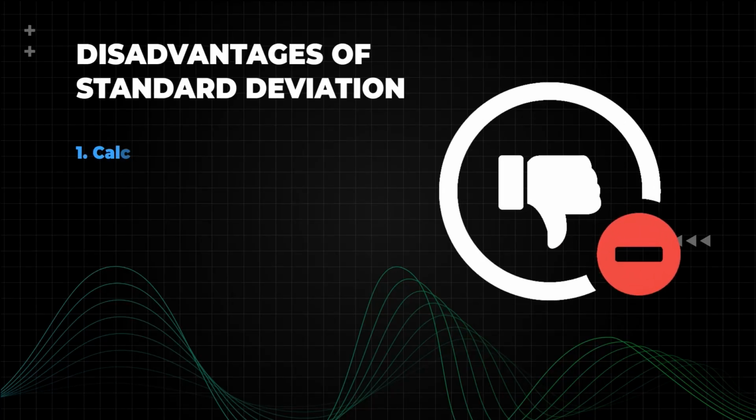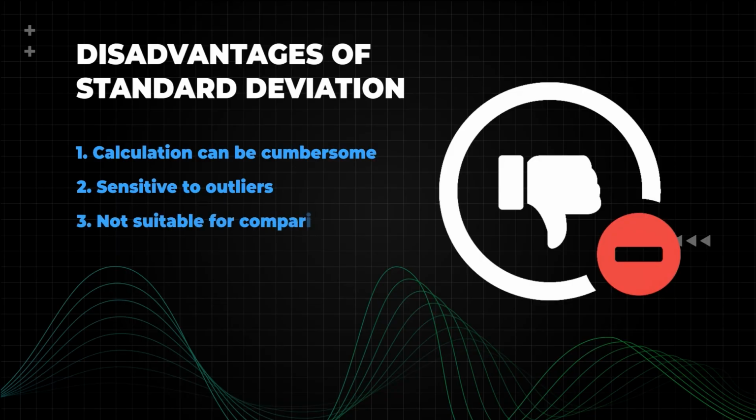First, calculation can be cumbersome. Second, it is sensitive to outliers. It magnifies the influence of extreme values in a data set. For instance, if a data point deviates significantly from the average, its squared difference will have a much larger impact on the overall value compared to its raw difference. Then, it is not suitable for comparing units. That means you can't directly compare the standard deviations of two data sets that use different units of measurement.